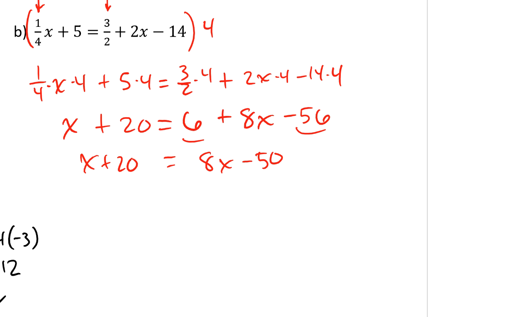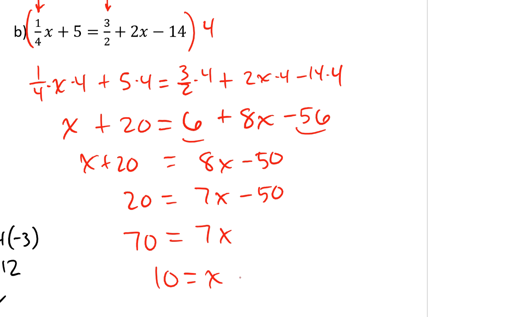I can take away an x from each side. 20 equals 7x minus 50. And I can also, let's see, add 50 to each side, so that becomes 70 equals 7x. So if I divide both sides by 7, then I'm getting that my x must be 10. Now, probably pretty important to go through and check that to make sure that it's a correct solution.